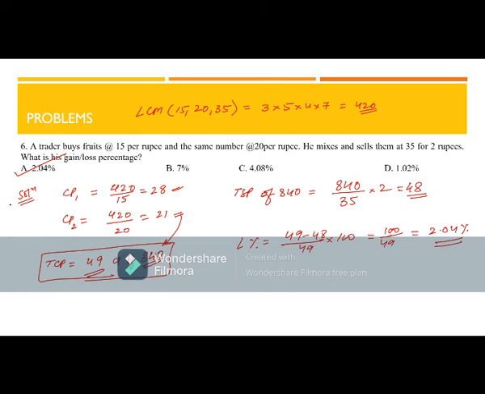So to solve such kind of problems, the best way is to assume the number of fruits to be the LCM of 15, 20, and 35. That is the fruits per rupee. Okay.